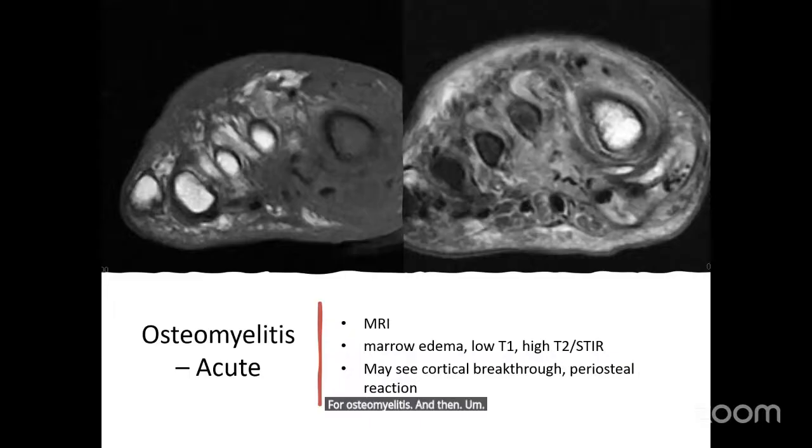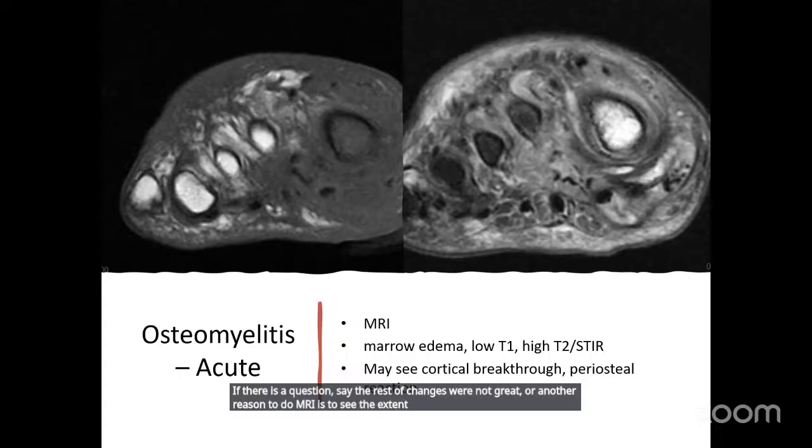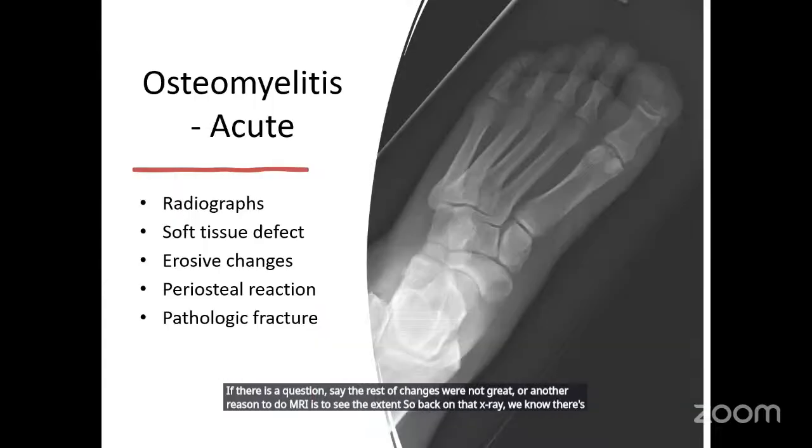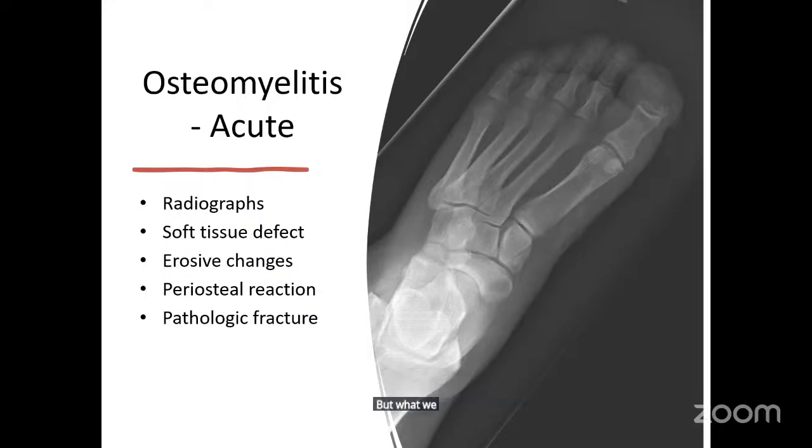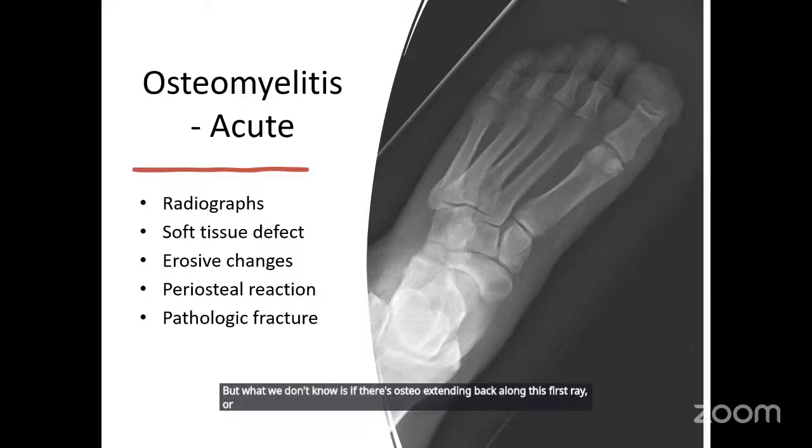And then moving on to MRI, if there is a question, say the erosive changes were not great, or another reason to do MRI is to see the extent. So back on that X-ray, we know there's osteomyelitis in this toe. We know these are pathologic fractures, since it's kind of fragmented. So that's also an important thing to recognize. But what we don't know is if there's osteo extending back along this first ray, or if it's getting into the second toe. And that's where MRI can come in and show the extent of the disease.